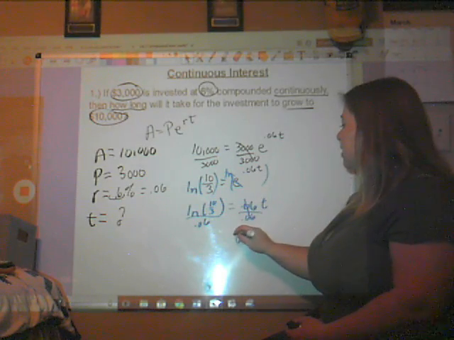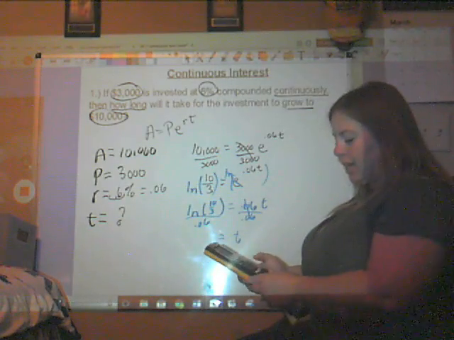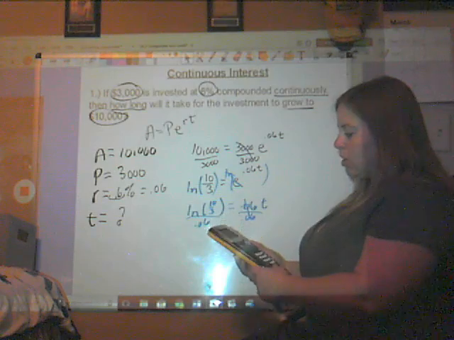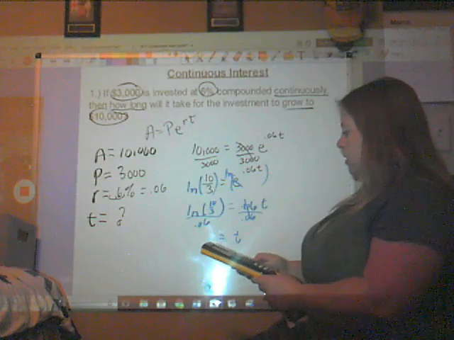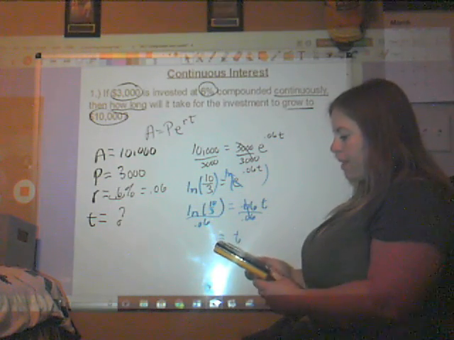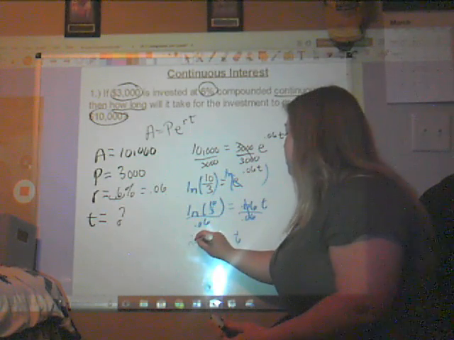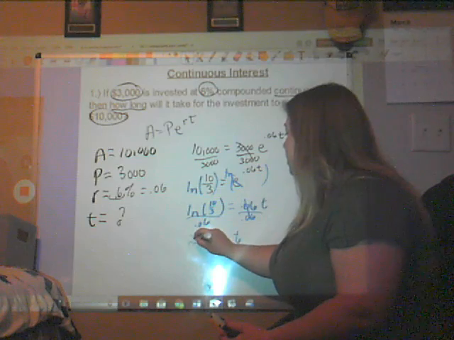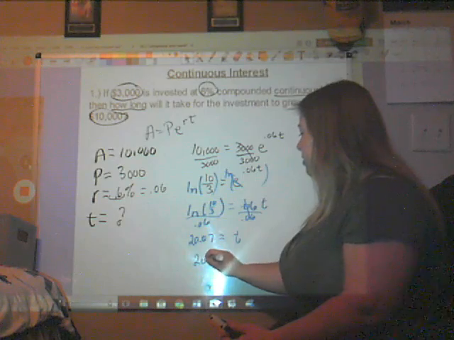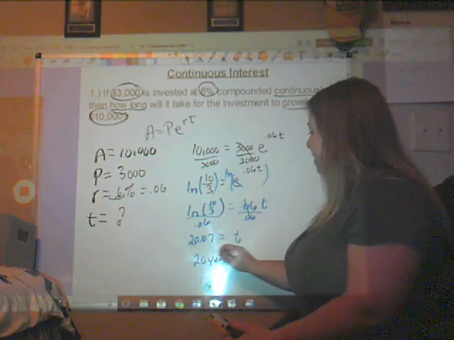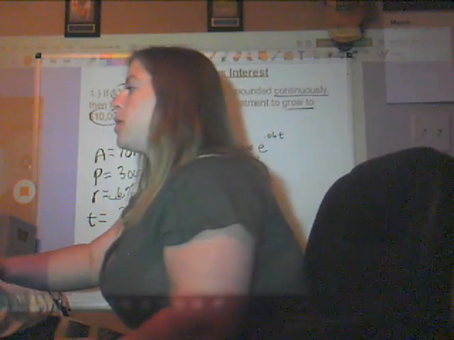Those cancel, and t equals, and in your calculator, you're going to type in ln, and ln is next to the 4. So ln of 10 over 3, close parentheses, divided by 0.06. And we get 20.07 if you round it. So 20.07. It's hard to see. And so it's basically about 20 years. And that's how you would do a continuous interest problem.